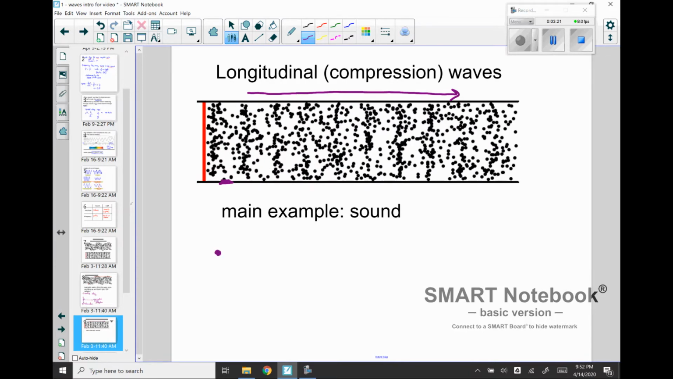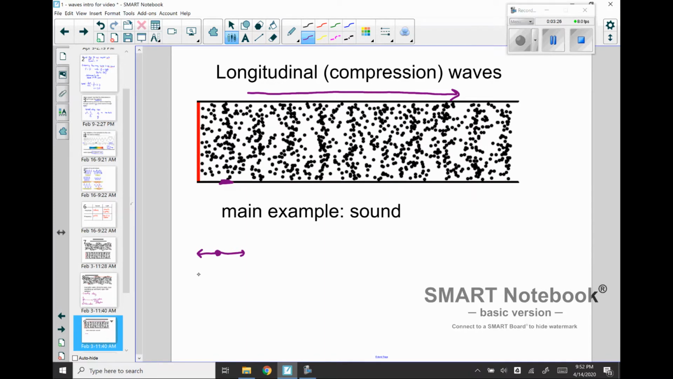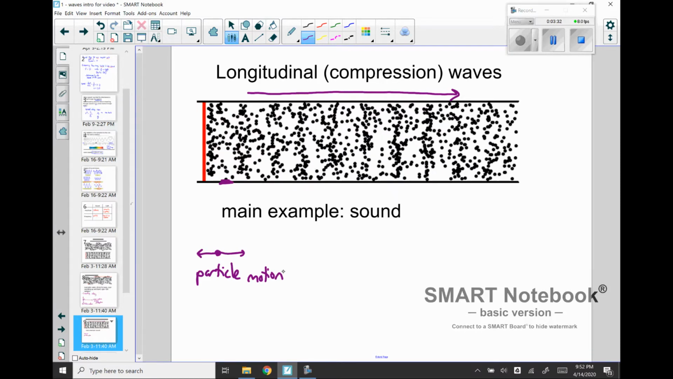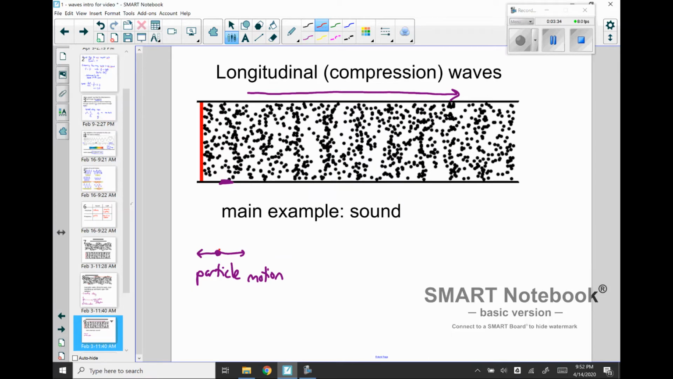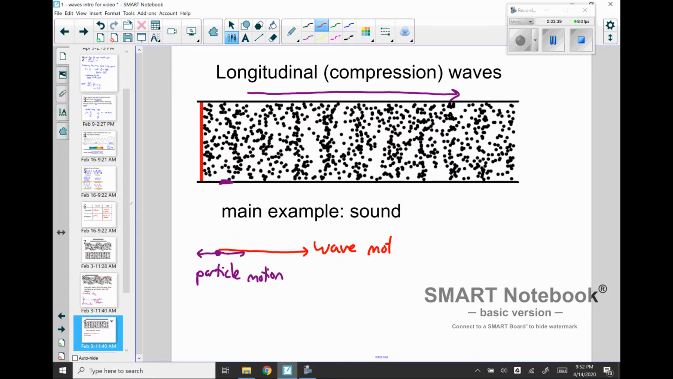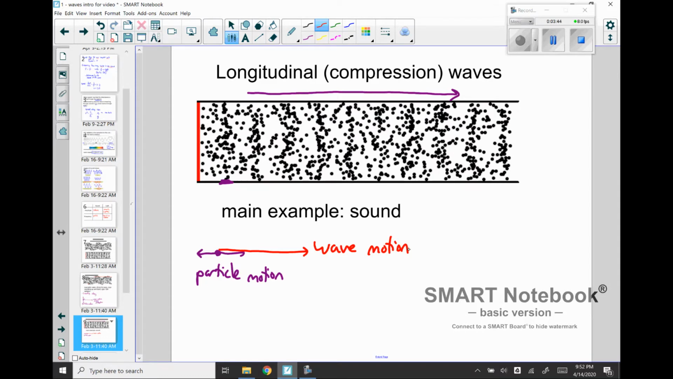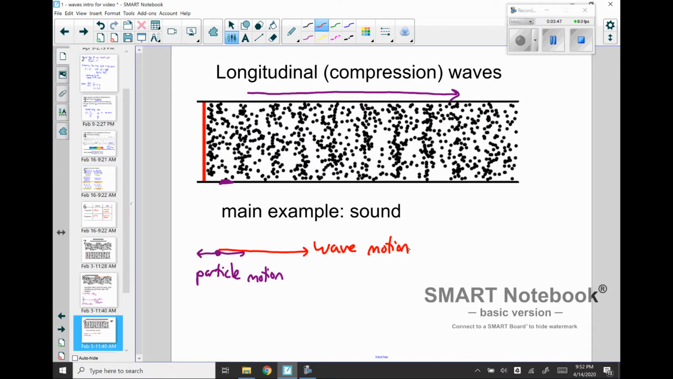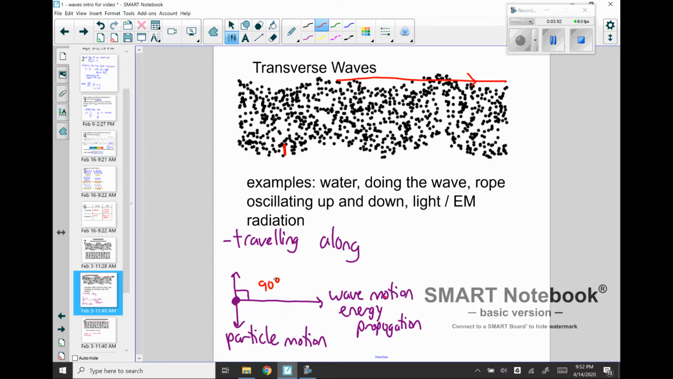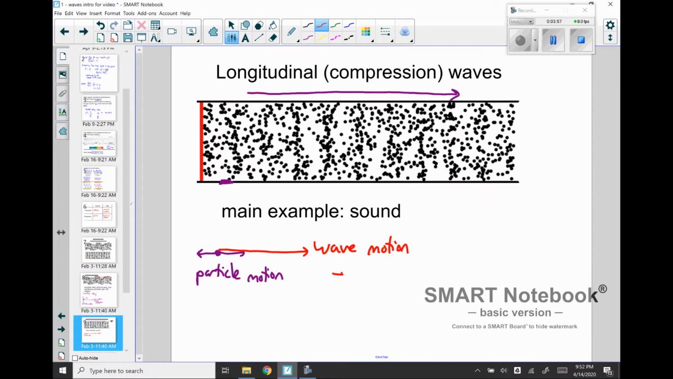So I can draw the same kind of picture for a longitudinal wave as I did for a transverse wave. I have the particle motion as being an oscillation back and forth, and then I have that wave that's propagating energy towards the right-hand side of my screen. And the main definition of a longitudinal wave, just like how with the transverse wave these were at right angles to each other, a longitudinal wave is defined as the particle motion and the wave motion being parallel.